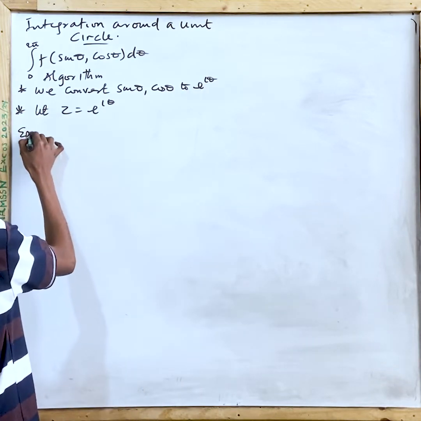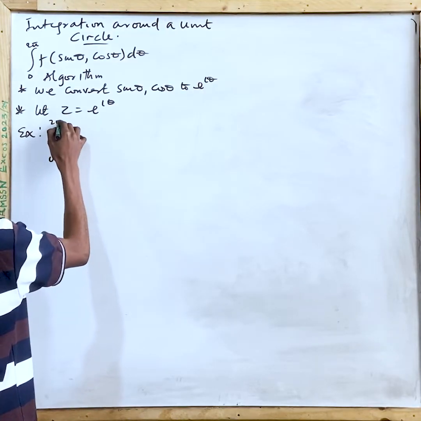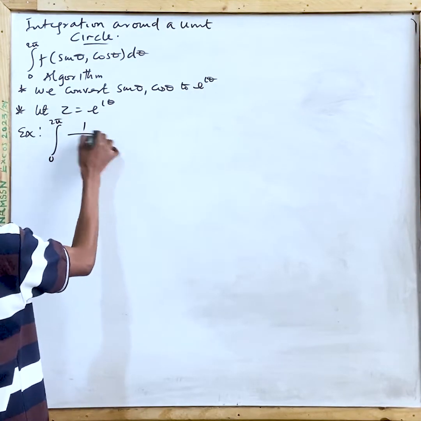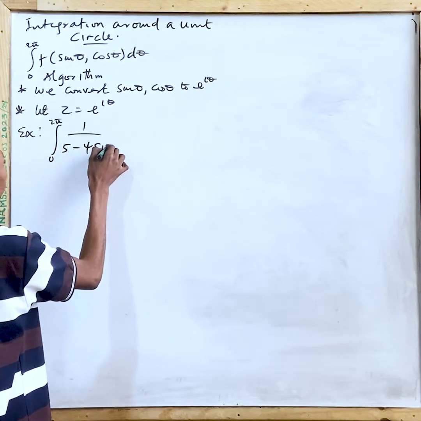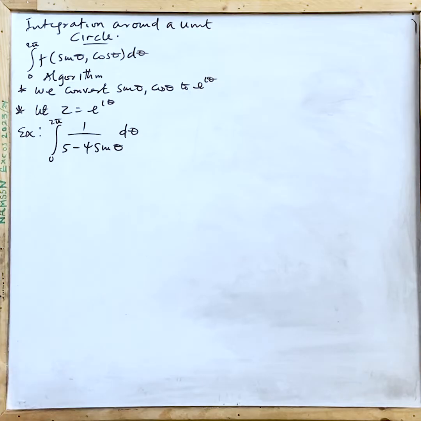For example, I have just two examples on this one. Integrate from 0 to 2 pi of 1 over 5 minus 4 sine theta d theta using the residue theorem.